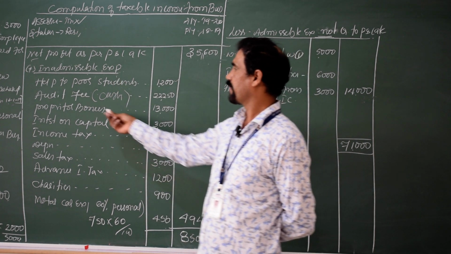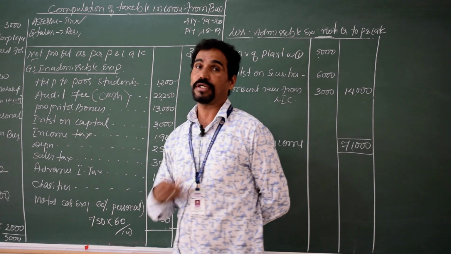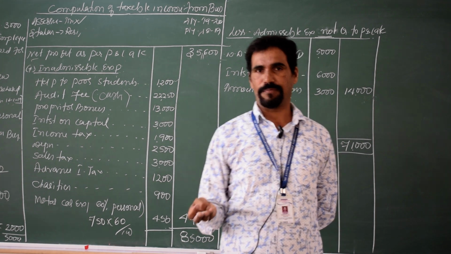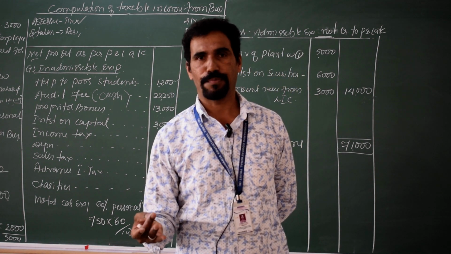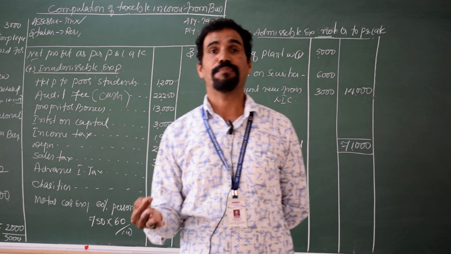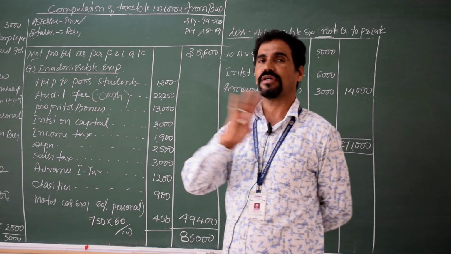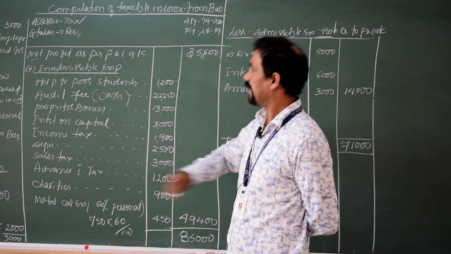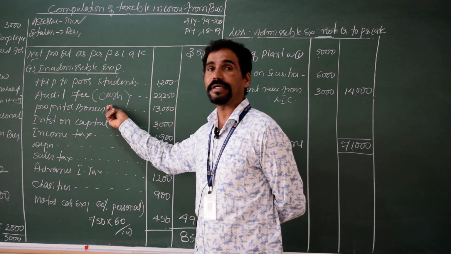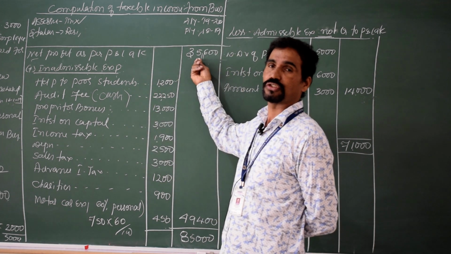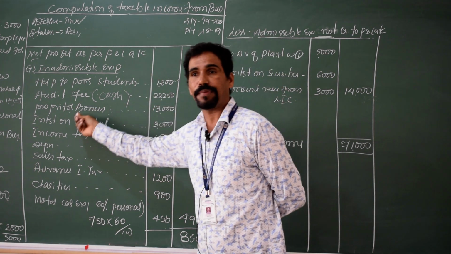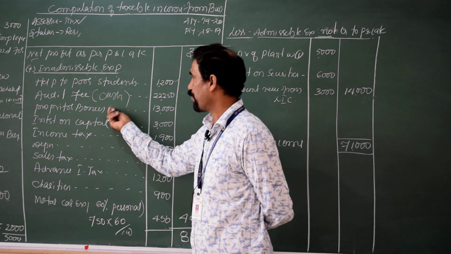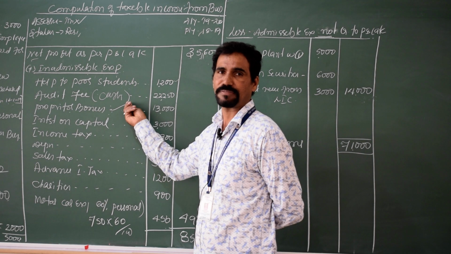Next one, proprietor bonus. I told you: proprietor salary, proprietor interest on capital, proprietor bonus, proprietor personal expenditure are not related to the business, they are outside the business. That expenditure should not be treated as part of net profit, it should be treated separately as personal. So proprietor bonus is not a business expenditure.